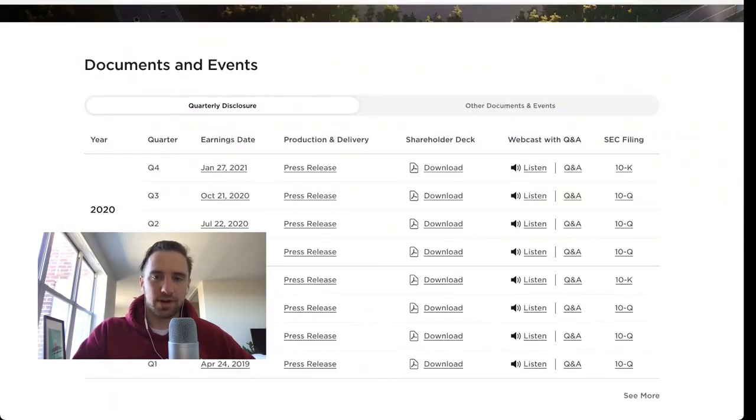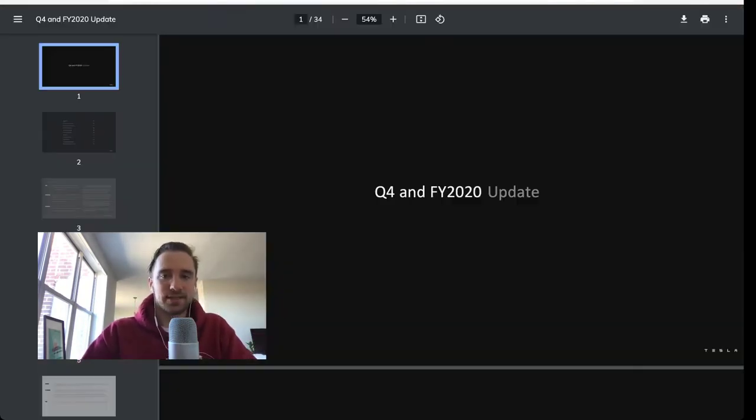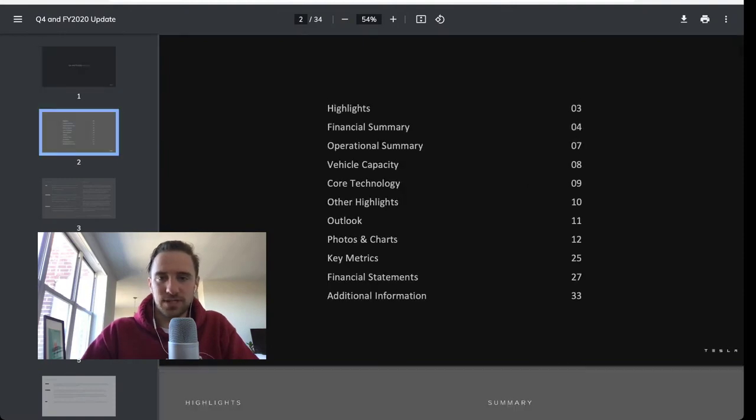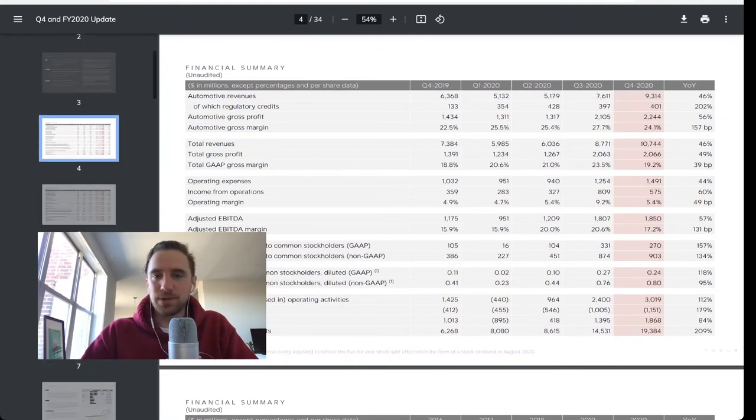And also on their IR page, they have a shareholder deck. So how cool is this? This is a shareholder deck. This is for you as a shareholder. When you buy a stock in a company, you are now a shareholder. You get to follow these reports as a part owner, depending on how much you own. And this shareholder deck is for you. So this is Tesla's most recent shareholder deck. And you can study all of this.